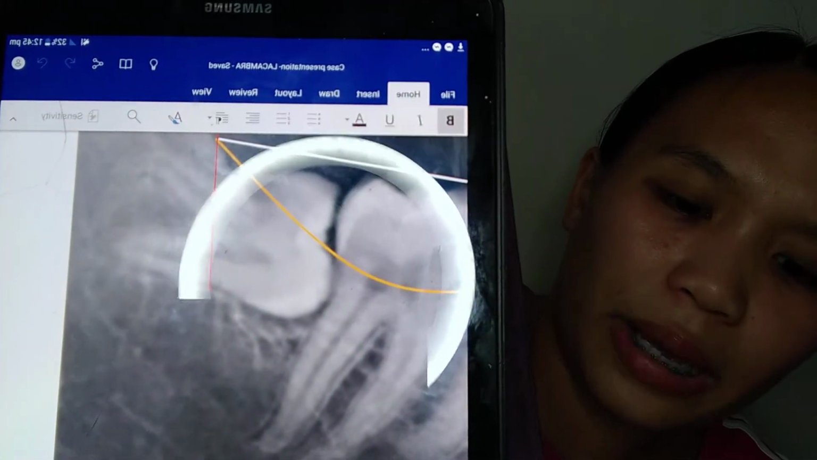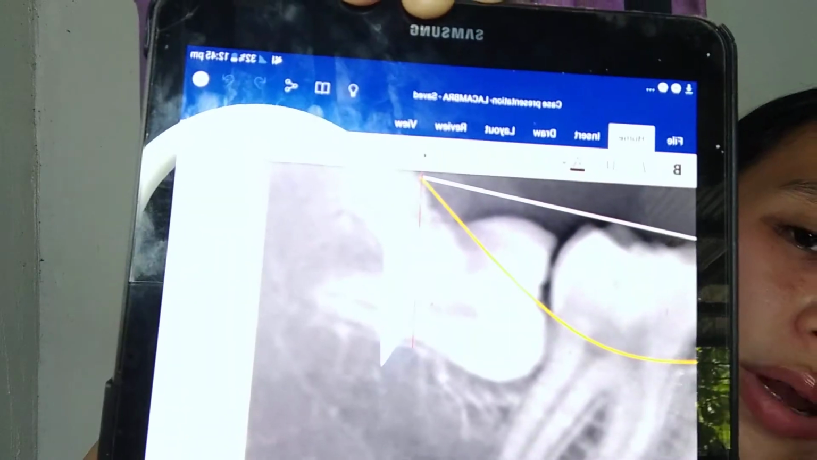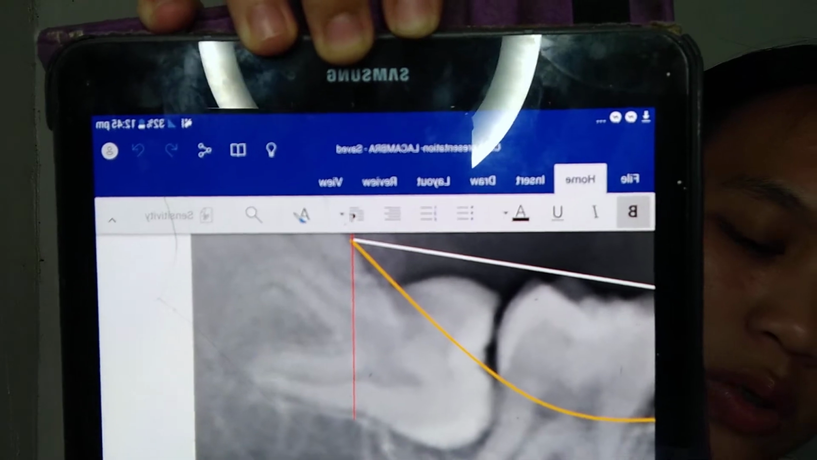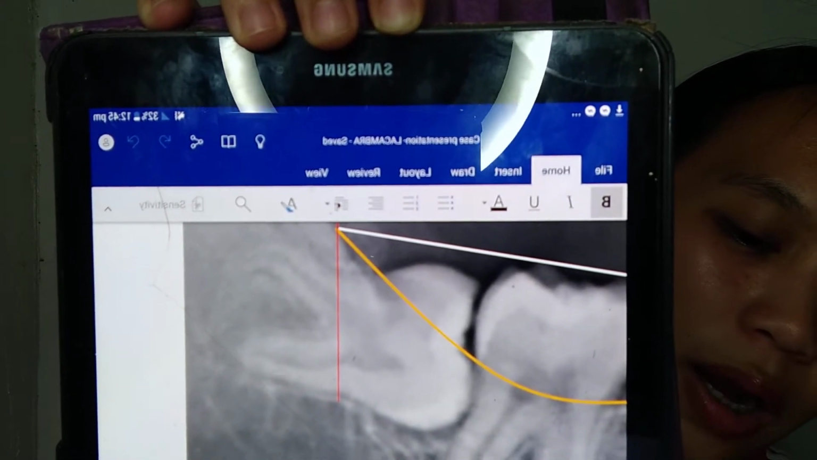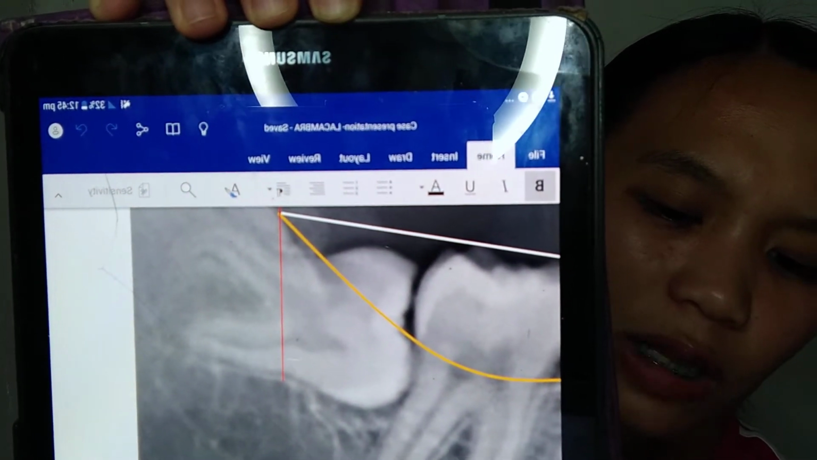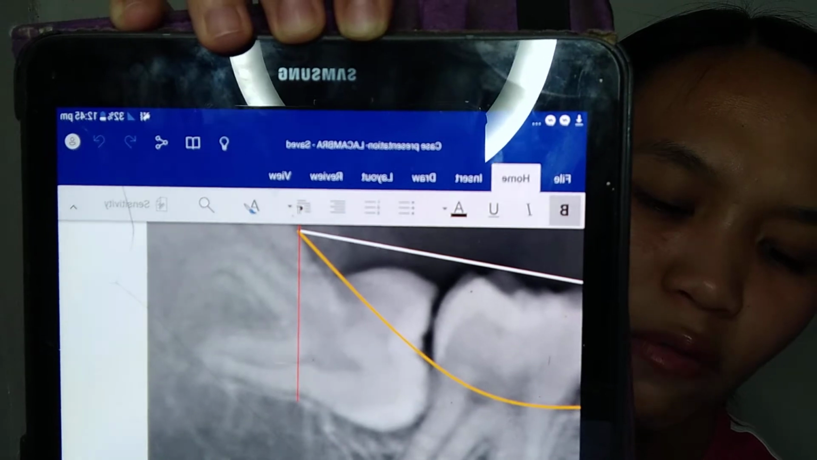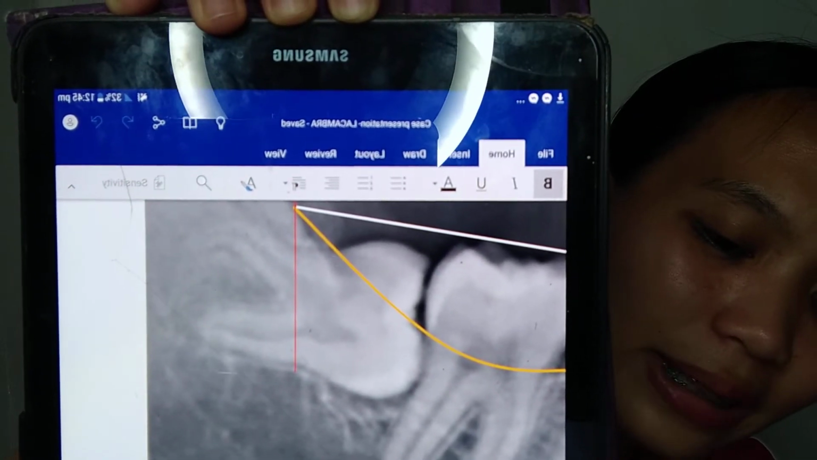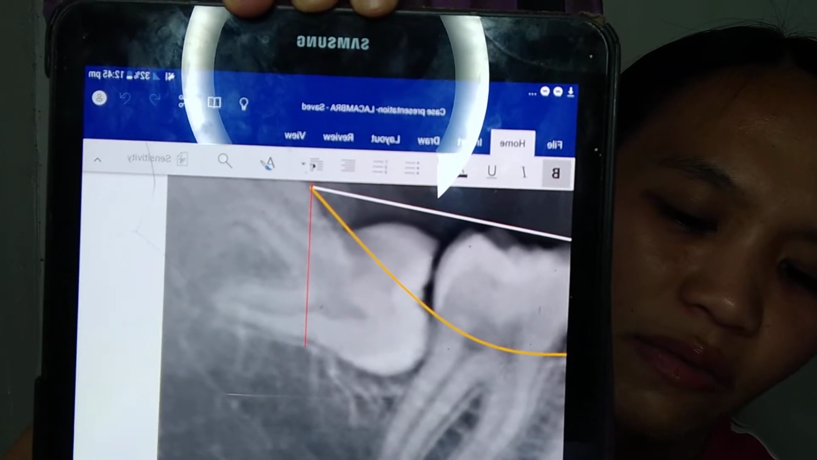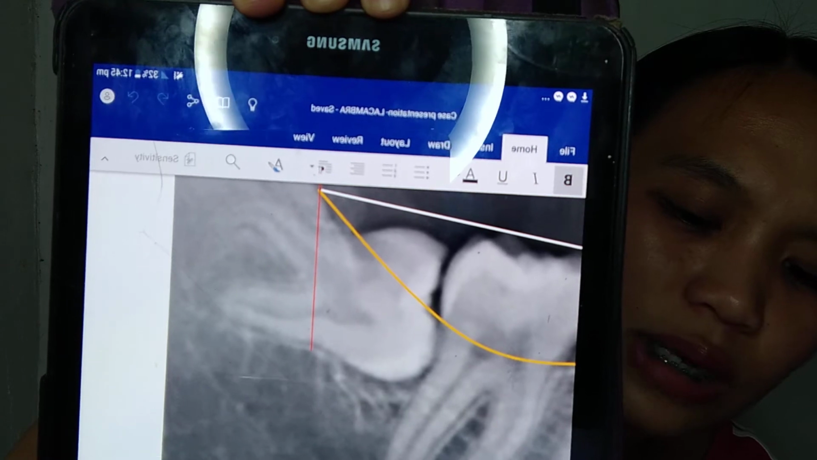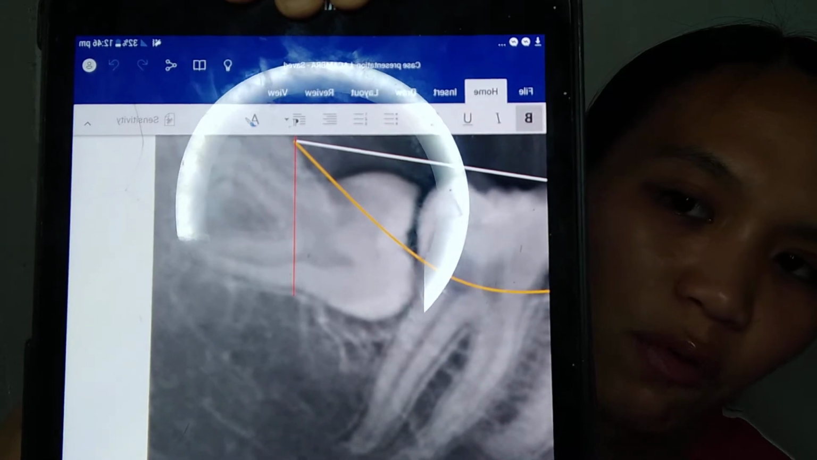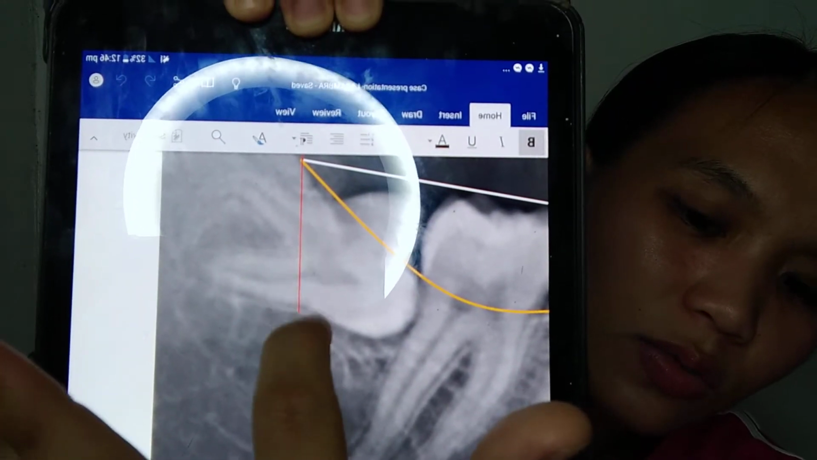For Winter's lines, we are basing it here. The white line corresponds to the occlusal plane, which indicates the difference in occlusal level of the second and third molar. The amber or yellow line that you can see there represents the bone level. This denotes the alveolar bone covering the impacted tooth, and the red line here represents the depth of the tooth in bone and the difficulty encountered in removing the tooth. This indicates the amount of bone that has to be removed before the elevation. The red line here, this one.